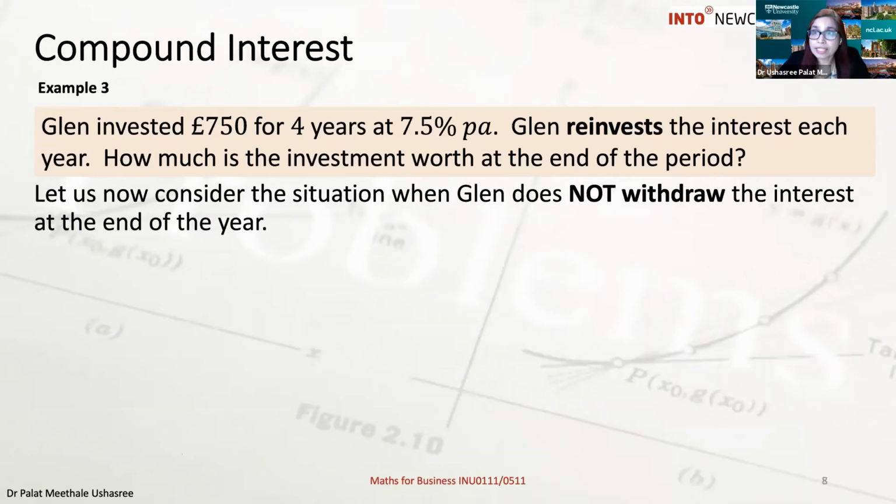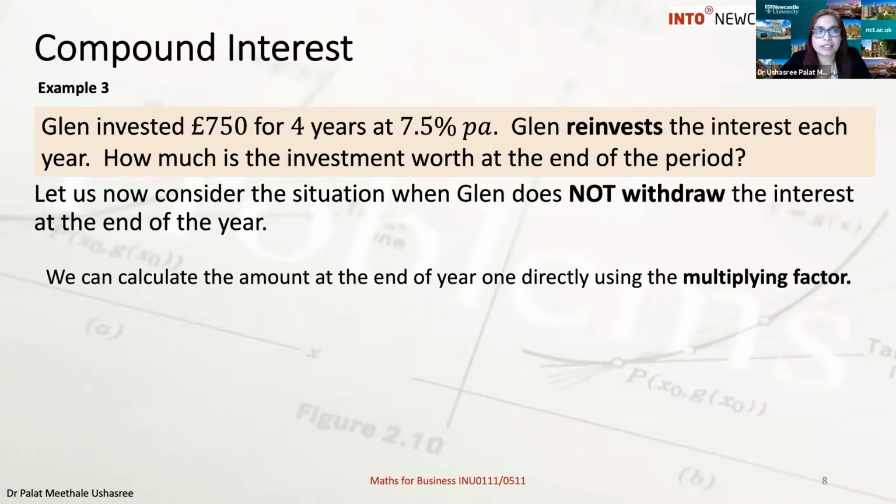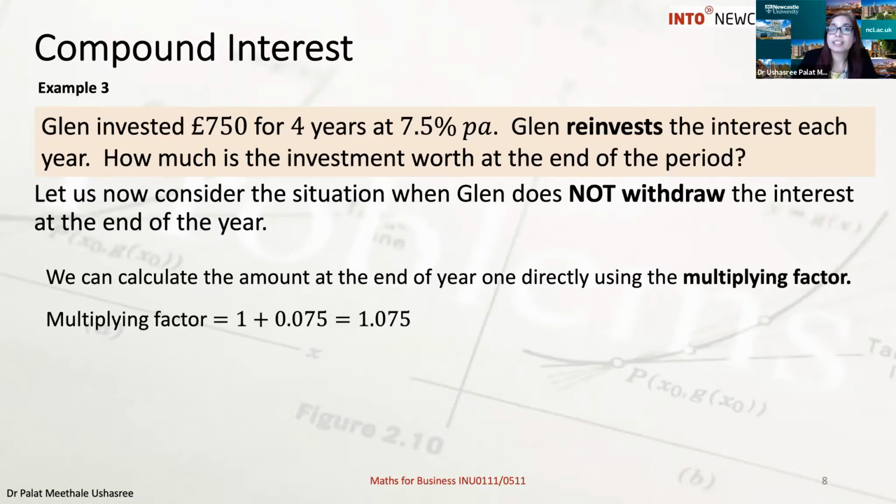You can do this in a different way. You can also use the multiplying factor. Some of you would have already used that. We can calculate the amount using the multiplying factor. Look at that, it is increasing. It's compound interest, so it's increasing. So you're going to add 100 plus 7.5%. In decimals, it's going to be 1.075. That's your multiplying factor.